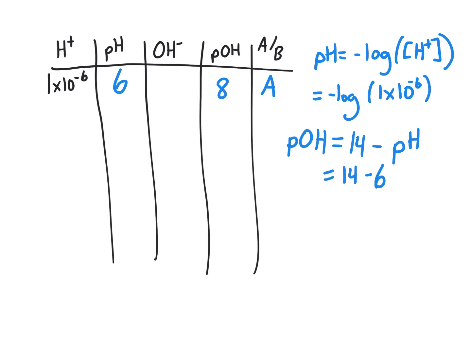Then last step, to get OH, I take 10 to the negative pOH. So that's going to give me 10 to the negative 8. If I get a decimal in my exponent, then I'm going to type it in my calculator. If I get a whole number here, I'm not going to type it in my calculator. I'm just going to write it because it's already in scientific notation. I'll just write 10 to the negative 8.